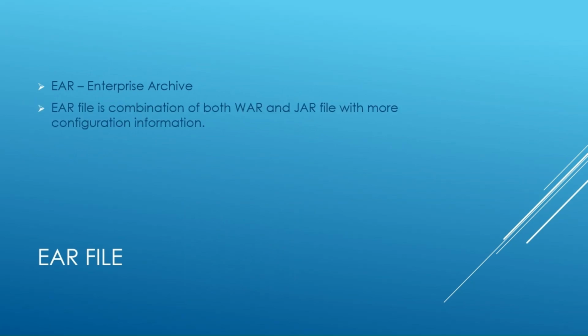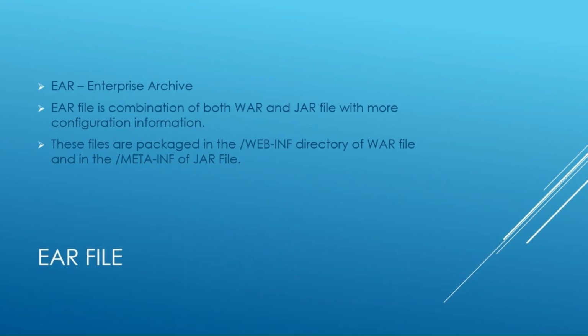And the last one, EAR file, where EAR stands for Enterprise Archive file. An EAR file is the combination of both WAR and JAR files with more configuration information. These files are packaged in the WEB-INF directory of the WAR file and in the META-INF of the JAR file.